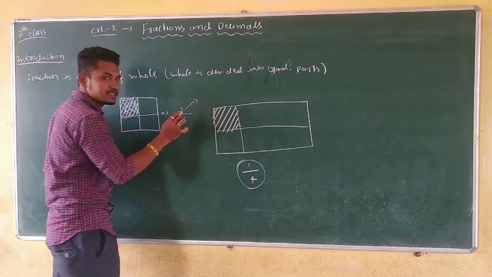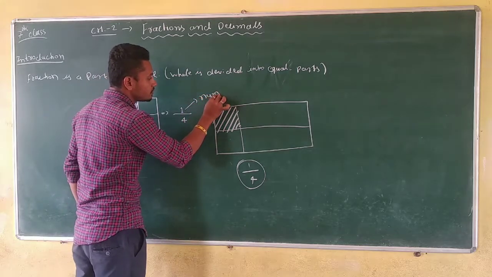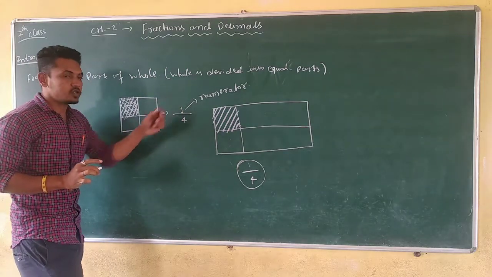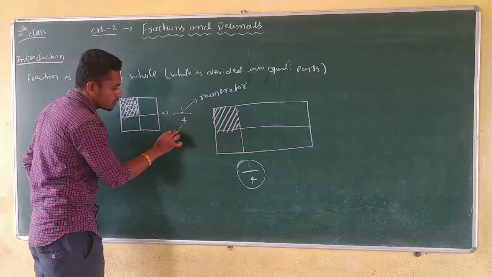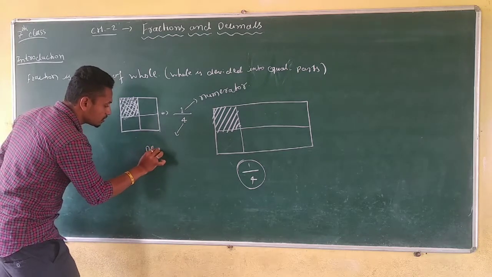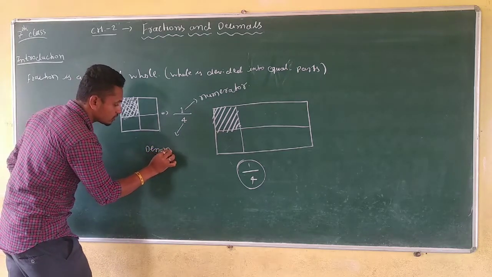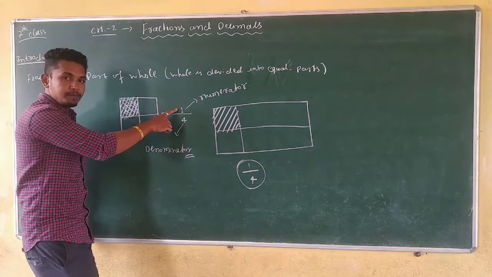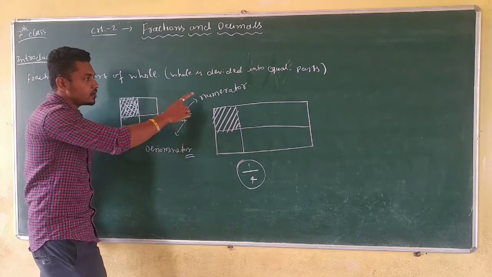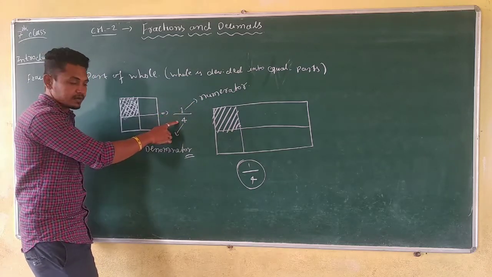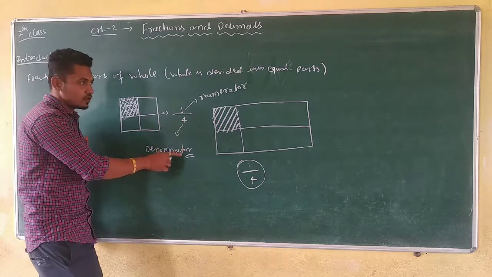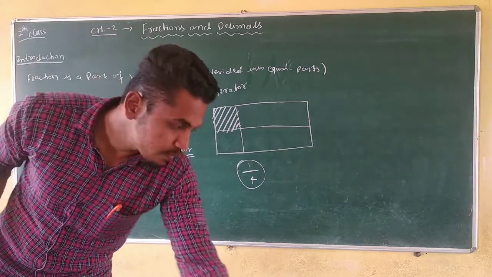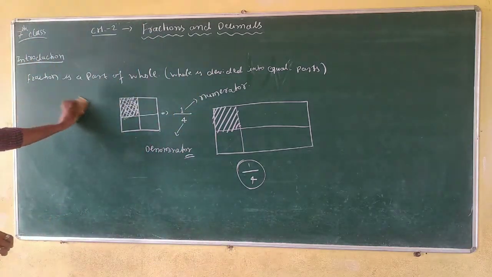Now in 1 divided by 4, 1 is called the numerator, and 4 is called the denominator. So please remember, the upper part is called the numerator and the downward part is called the denominator. Numerator and denominator. Okay, so is it clear? So now move towards the next concept.